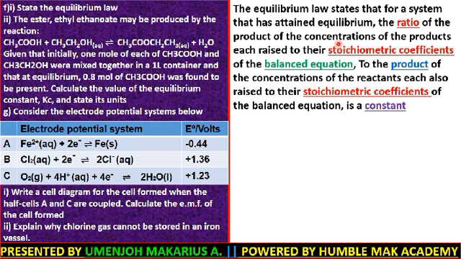The next part says that the ester ethyl ethanoate may be produced by the reaction. This is the reaction. Given that initially 1 mole of each of ethanoic acid and ethanol were mixed together in a 1 liter container, and at equilibrium 0.8 moles of ethanoic acid was found to be present, calculate the value of the equilibrium constant Kc and state its unit.